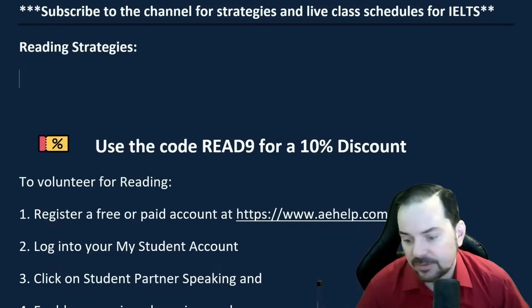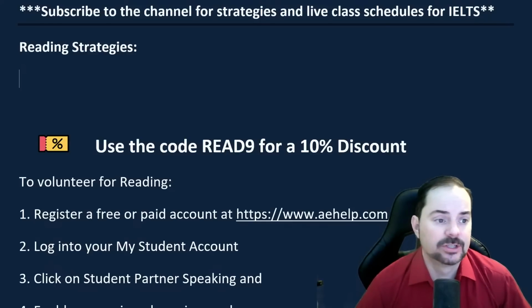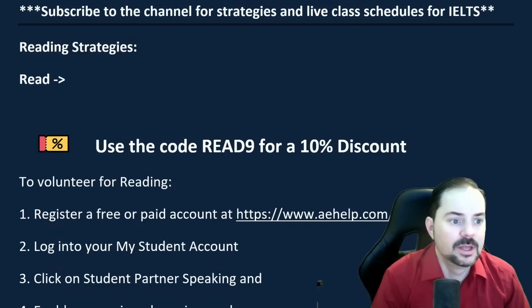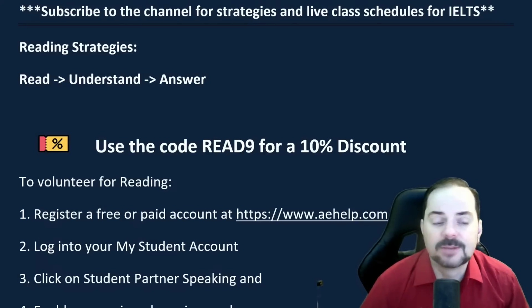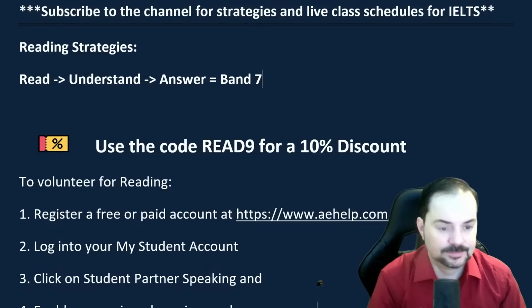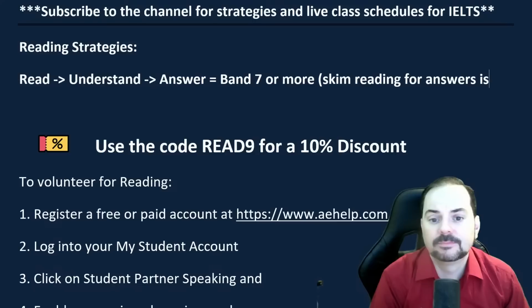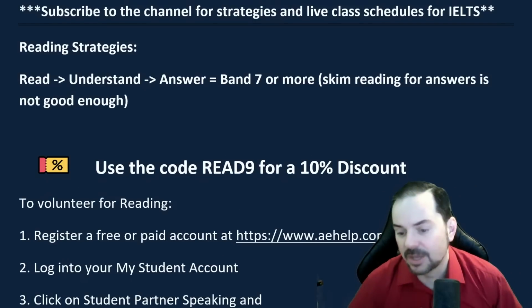Okay, everybody got it? You have to be able to read, understand, and answer, right? So read, understand, mostly. You don't have to understand every word, and answer, okay? That's your simple basic concept to get band 7 or more. Okay, skim reading is not enough. We have a video for that. Check that video out.